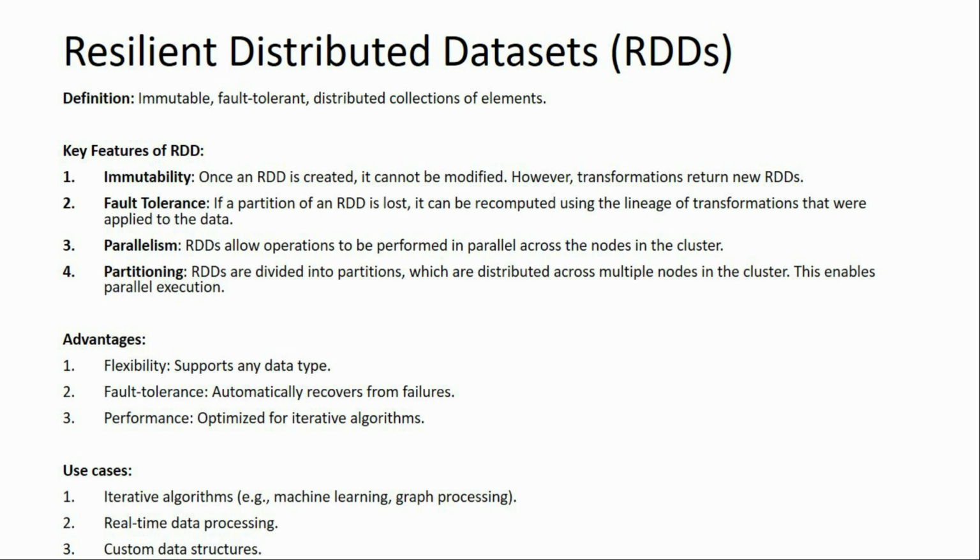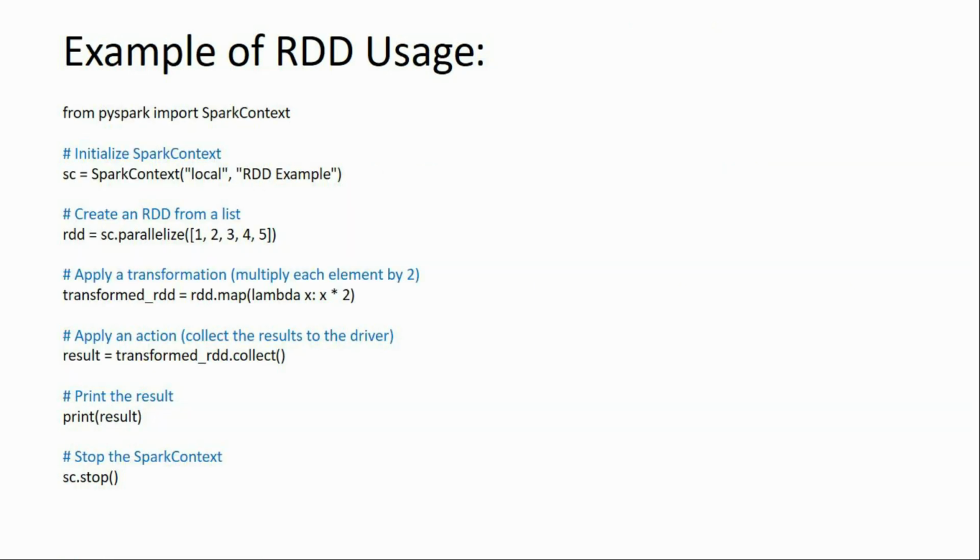So to sum it all up, RDDs are immutable, fault-tolerant, and optimized for parallel processing, making them perfect for tasks like iterative algorithms, real-time data processing, and custom data transformations. If you're working with large-scale data and need maximum control and performance, RDDs are a great choice.